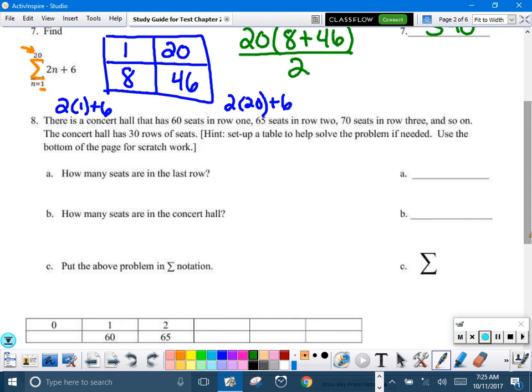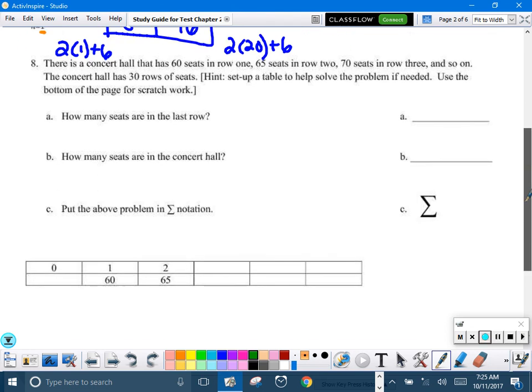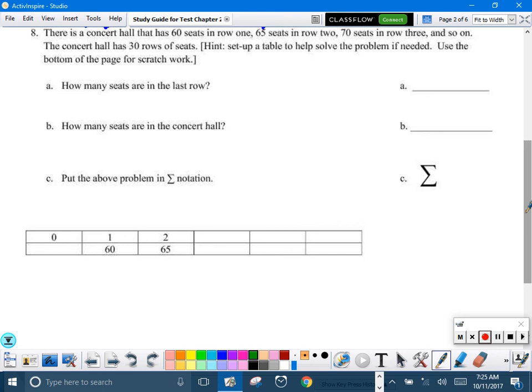Number 8. There is a concert hall that has 60 seats in row 1, 65 seats in row 2, 70 seats in row 3, and so on. The concert hall has 30 rows of seats. Hint, set up a table to help solve the problem if needed. Use the bottom of the page for scratch work. So I'm going to go down here to my table. The first row has 60, the second row has 65, the third row has 70. It looks like it's increasing by 5 each time, right? So the fourth row has 75.